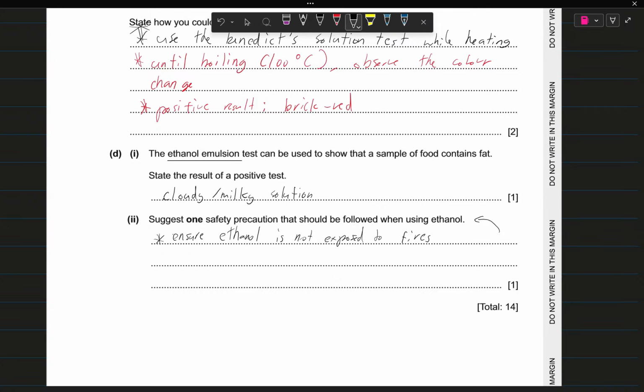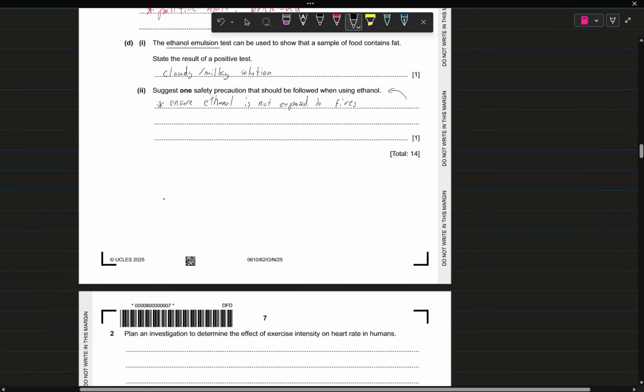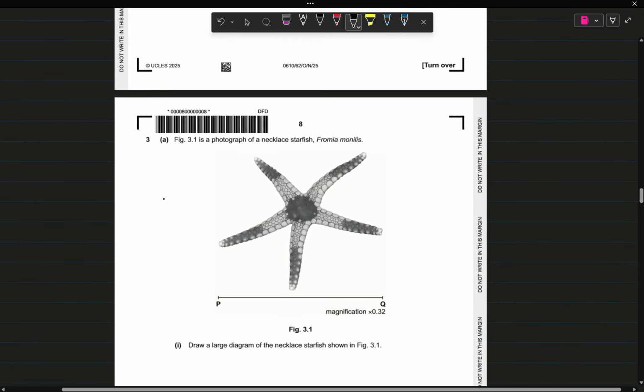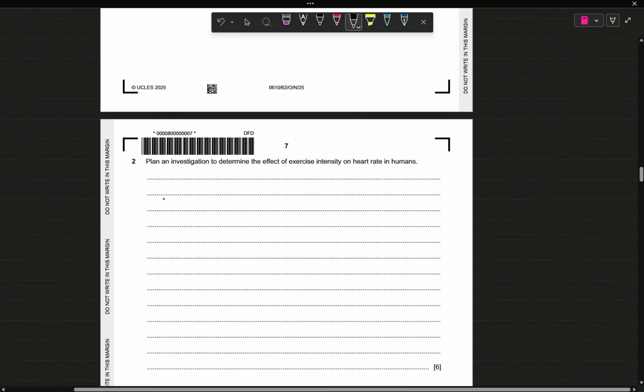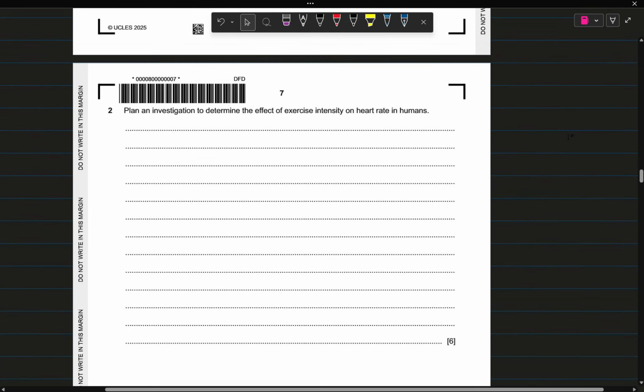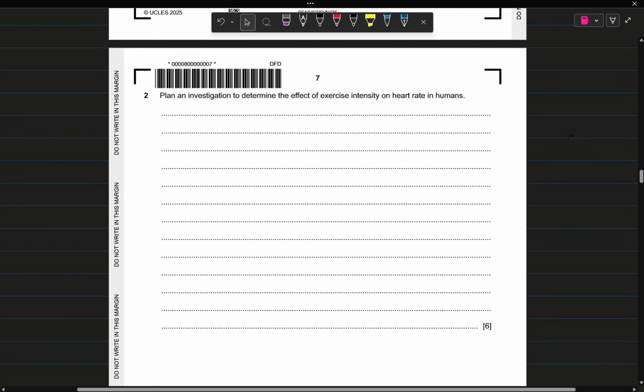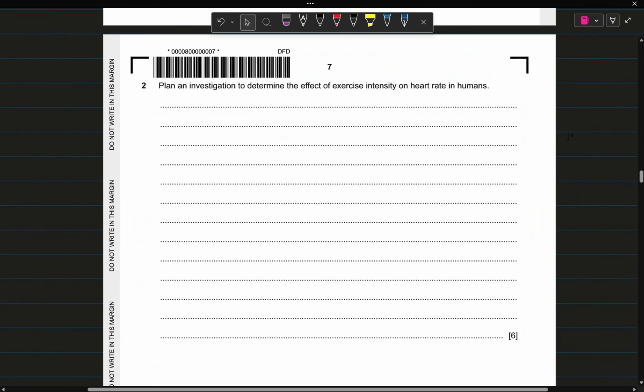Now that should do it for question number 1. However, of course, we have question number 2 and question number 3 to do. So let's first of all start with question number 2. For question number 2 here, plan an investigation to determine the effect of exercise intensity on heart rate in humans. Now I want you to do one thing. Whenever you see any such question, you should always follow a template. The template that I always suggest my students follow is as follows.